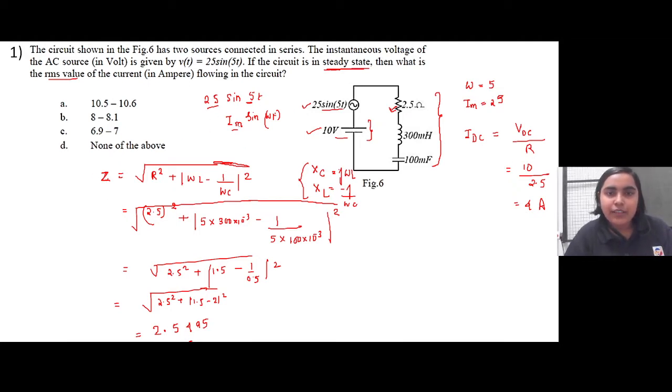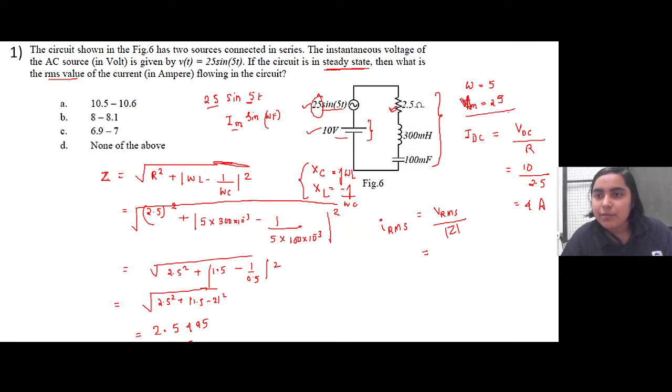Now you can calculate IRMS for the current coming from the AC voltage source, right? IRMS will be equal to VRMS by Z. Now you have this is the voltage, this is a voltage source, this is V maximum, this 25. I've written it by mistake.